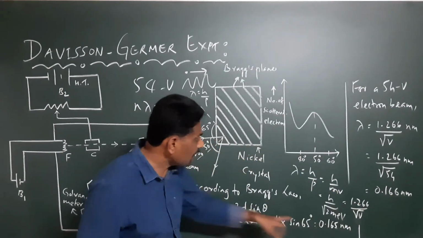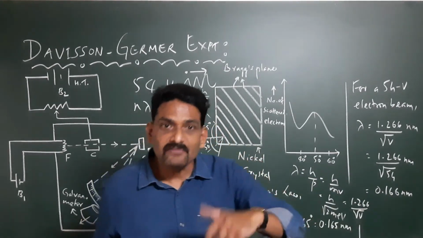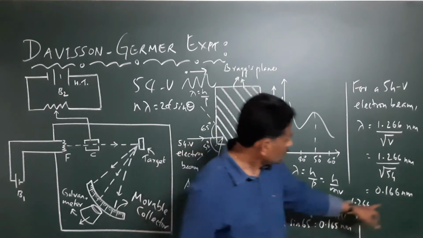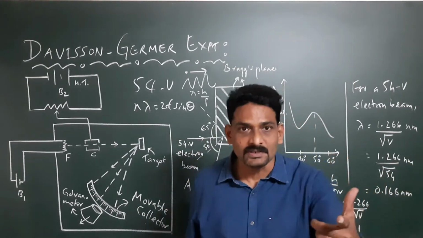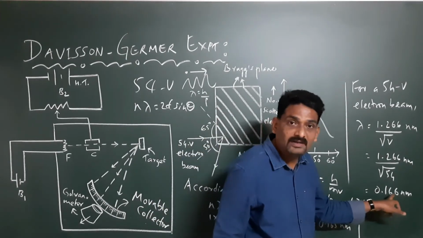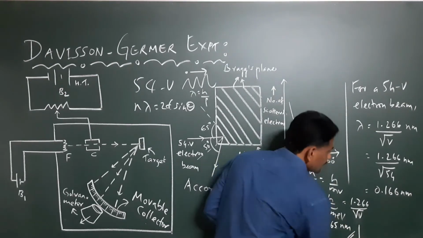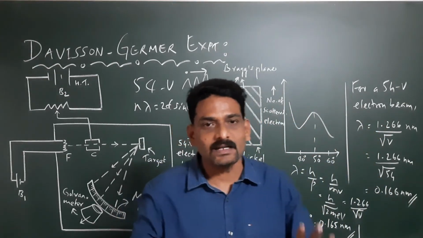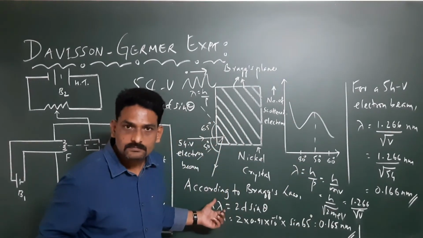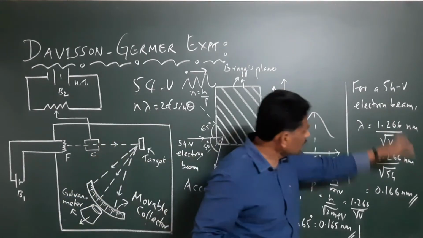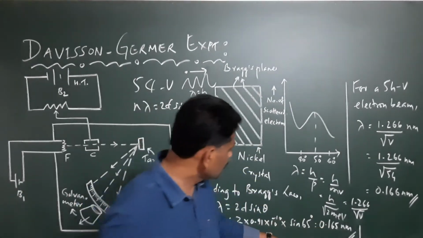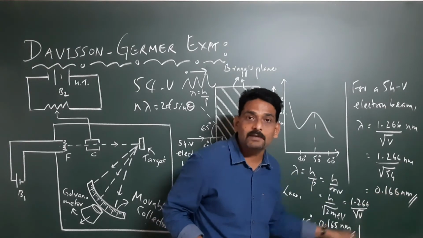Here we calculated the lambda value by applying X-ray diffraction as per Bragg's law. So this is by applying purely the wave nature of light, that is X-ray diffraction. This is by applying the de Broglie hypothesis. Now if you compare this result and this result, this is 0.165 nanometer, this is 0.166 nanometer. These two results are in excellent agreement with each other.